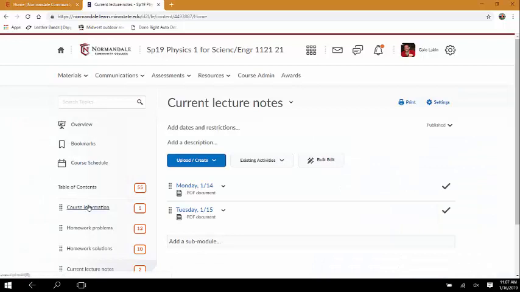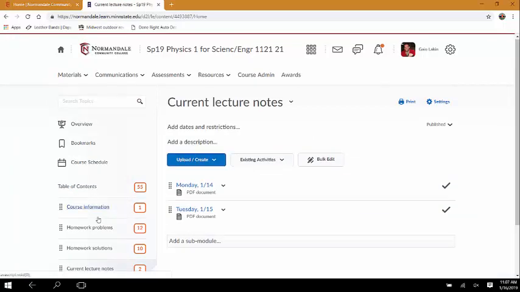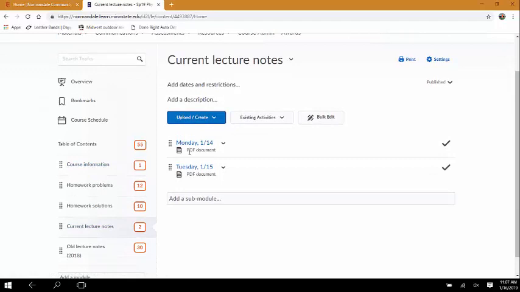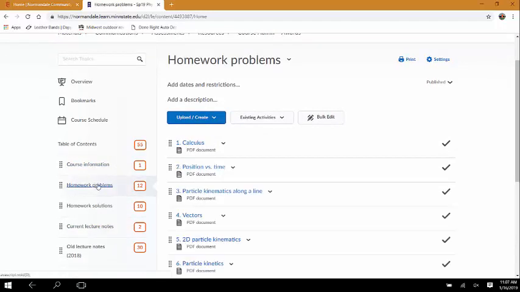and course information has the syllabus and stuff. Current lecture notes are the PDFs of the lectures. Homework problems. These are all the different categories. Calculus is the first one. We're skipping that. Feel free to try to do those problems if you're curious, but I think you're doing enough calculus without me.